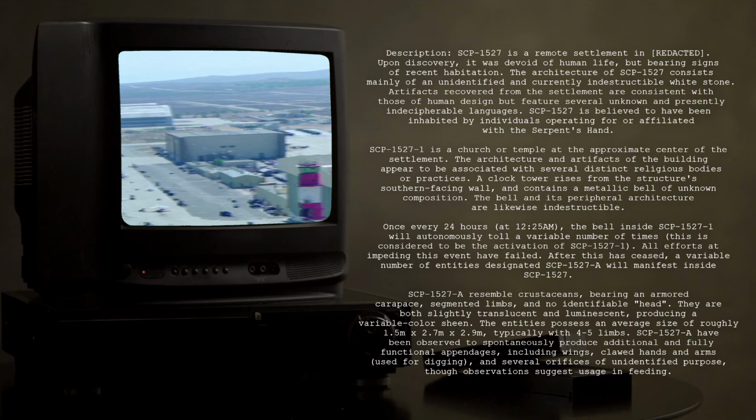Once every 24 hours at 12:25 a.m., the bell inside -1 will autonomously toll a variable number of times. This is considered to be the activation of -1. All efforts at impeding this event have failed. After this has ceased, a variable number of entities designated -A will manifest inside SCP-1527.